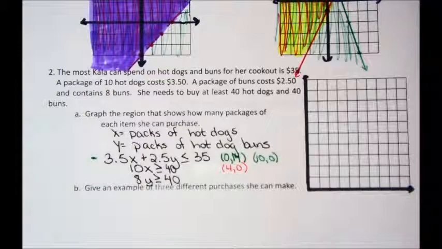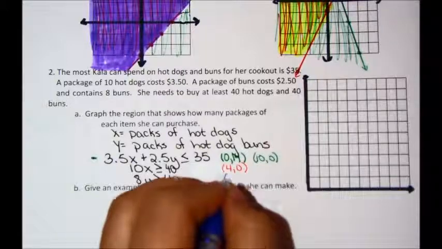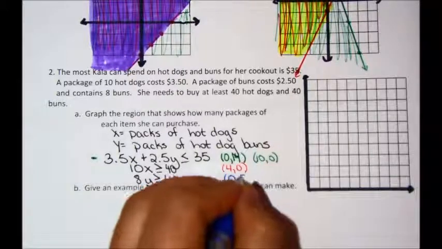The last equation is just a y equals equation. Therefore, it only has a y-intercept because it's a horizontal line. If we solve for y, we know that the y-intercept happens at y is 5, or (0, 5).